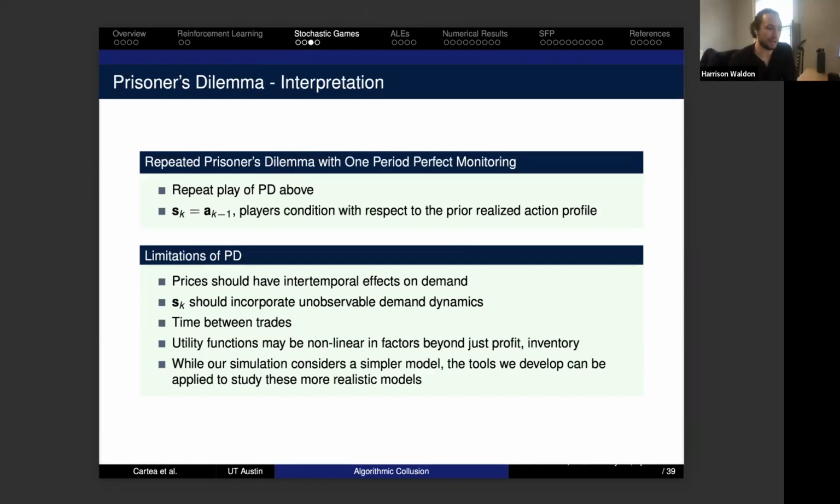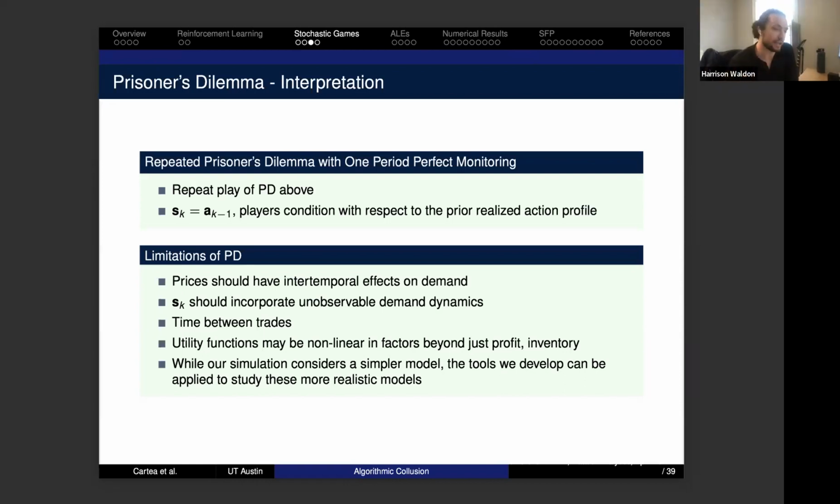So the prisoner's dilemma is classically a static game. So agents come together, take actions, and never interact again. Agents are myopic in that they're only concerned with immediate profits. And the notion of equilibrium also assumes that agents are infinitely rational. So there are some limitations to the static model.